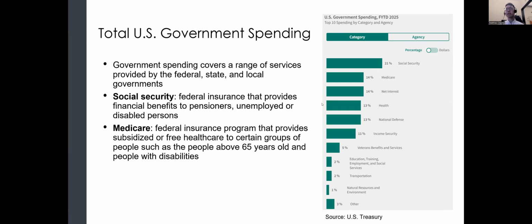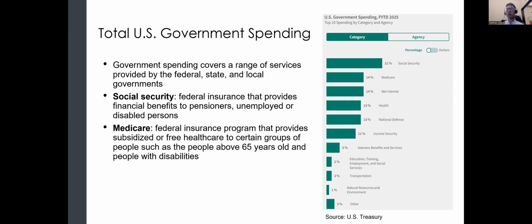Now, Social Security refers to the federal insurance that provides financial benefits to pensioners, unemployed, or disabled persons. Medicare refers to a federal insurance program that provides subsidized or free health care to certain groups of people, such as the elderly, who are above 65 years old, and people with disabilities.